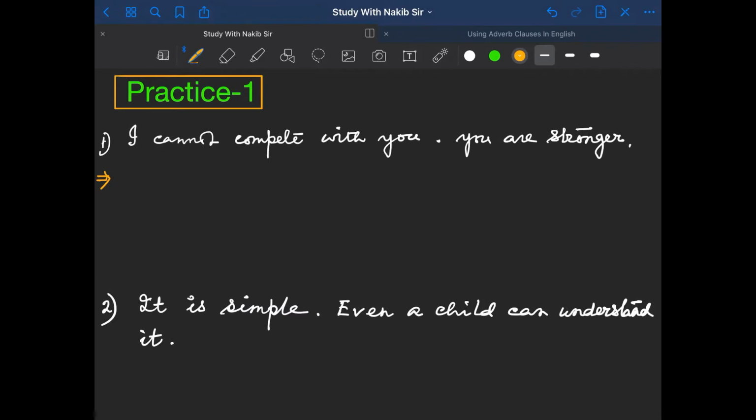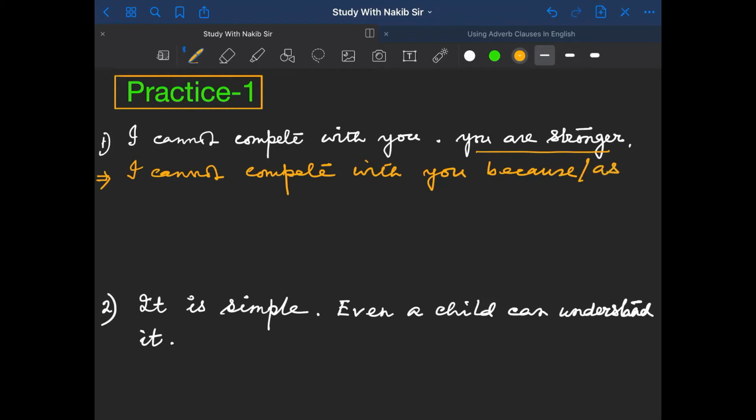Now see your answer. I cannot compete with you. Why? This is the cause: because you are stronger. I cannot compete with you because, or as you may use, because or as you are stronger. I cannot compete with you because you are stronger.